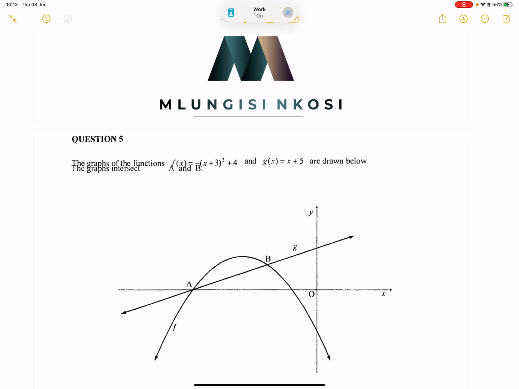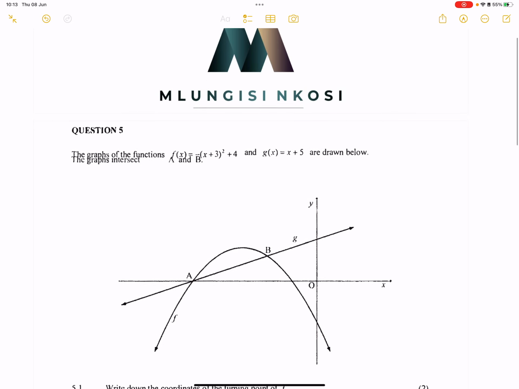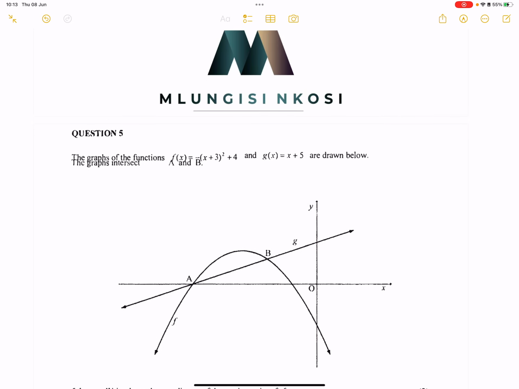Good day, everyone, and once again we're back together, just looking at the 2023 exam. So this is the May exam for supplementary exams that were written in May.